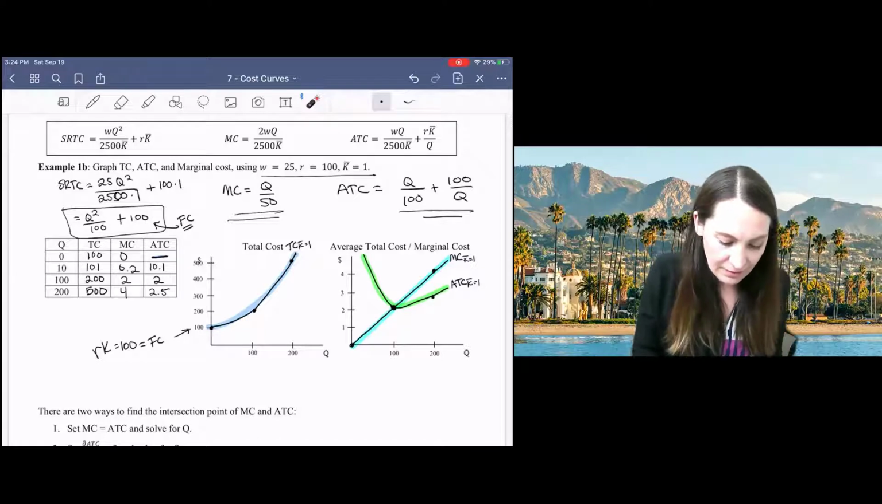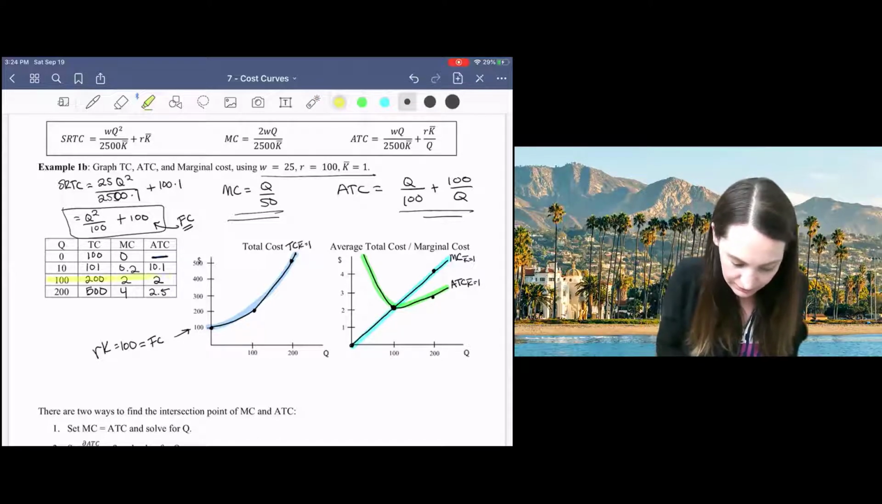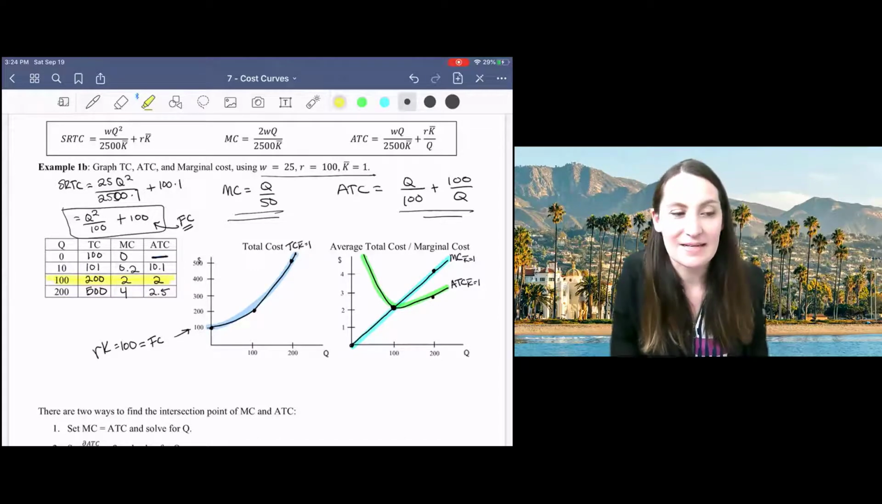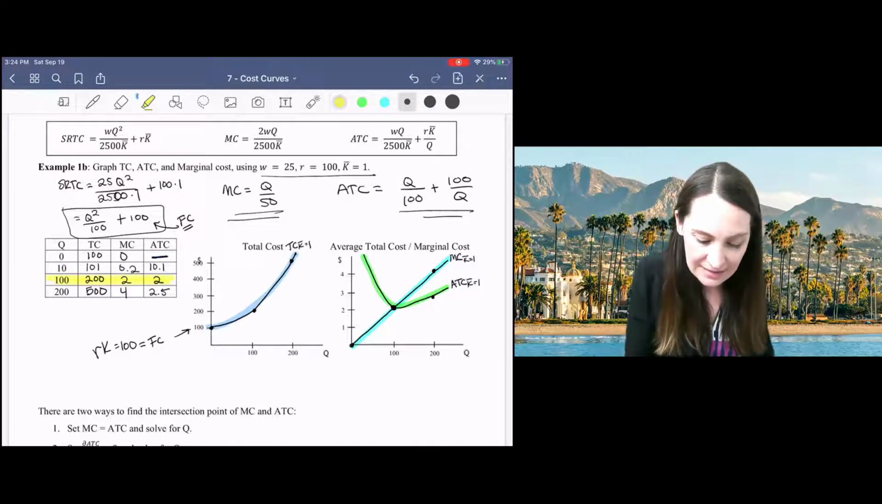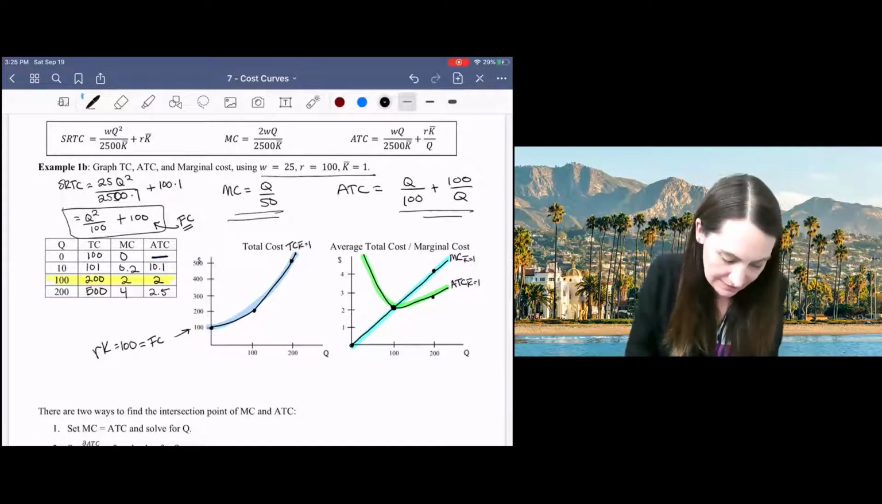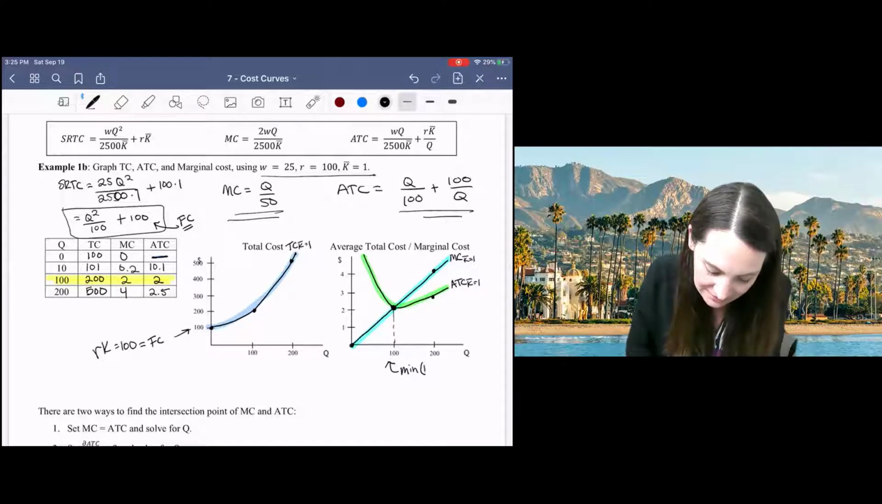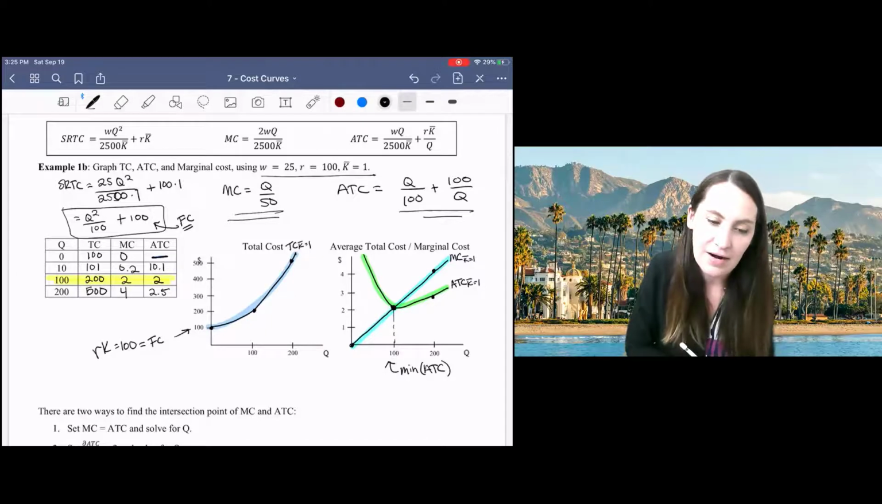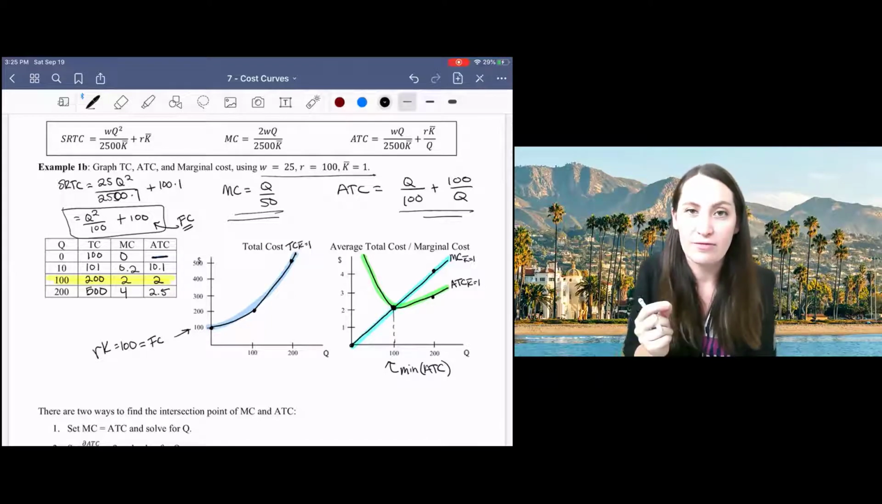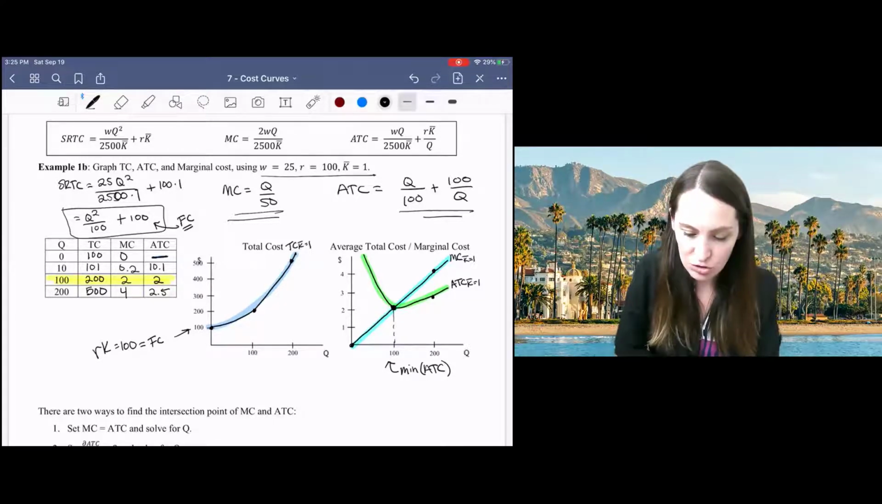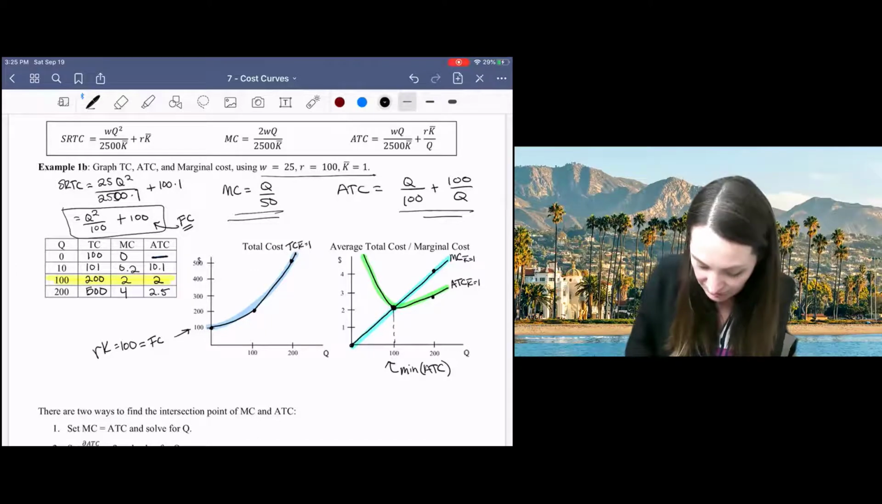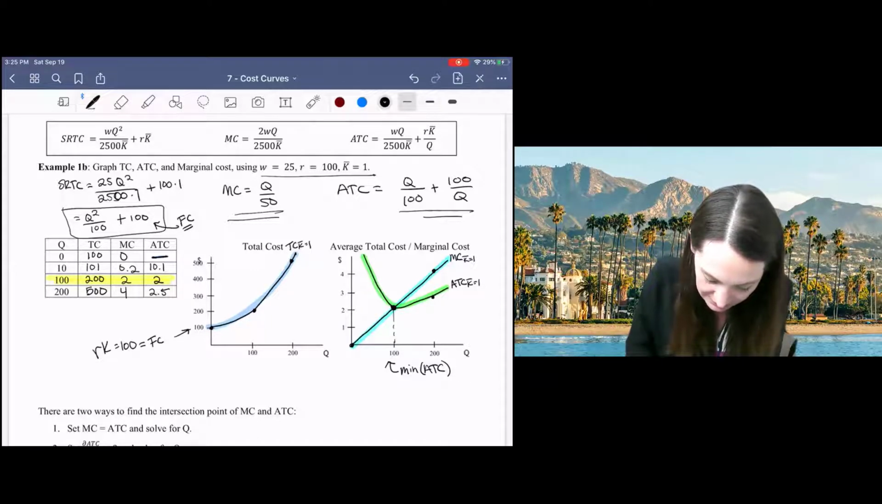Now, we have plotted that point sort of by happenstance, or that's the way I designed the example, so you can see that in this case, that happens at 100, but you're not always going to just get that by happenstance. So we want to be able to solve for the point of production that minimizes the cost per unit of production, or minimizes average total cost. So this is the point where average total cost is minimized. It is important because it is the lowest cost per unit.